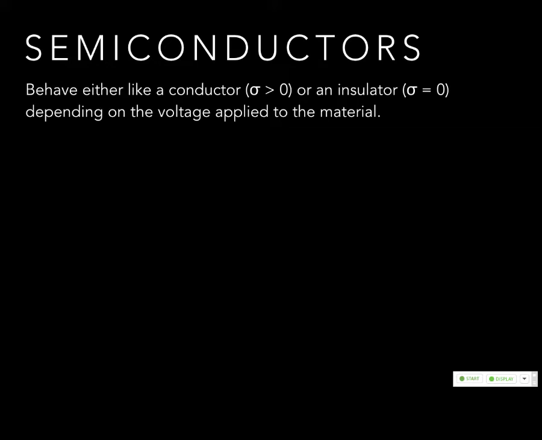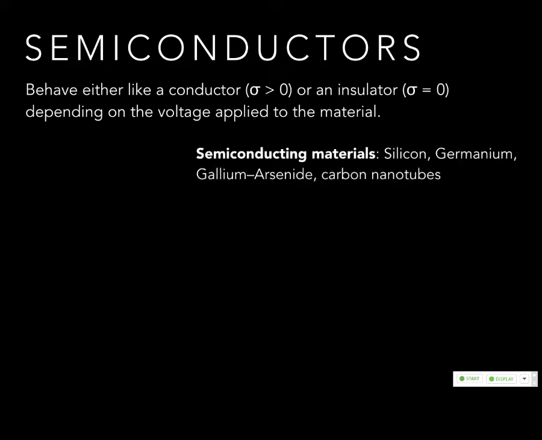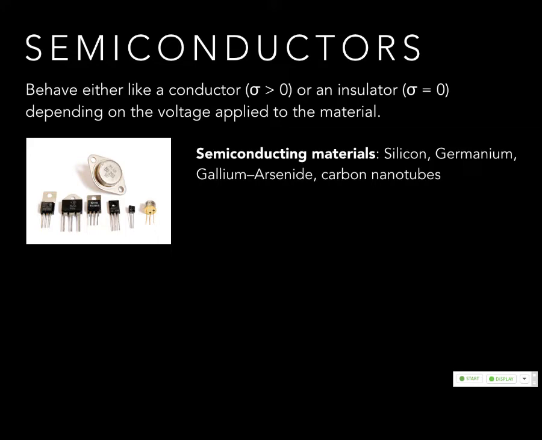So semiconductors have this interesting feature where they're sometimes conductors and sometimes they're not. They're kind of conductors, but then they're also kind of not, okay? That depends on the voltage applied to the material. So here are some fun semiconducting materials: silicon, germanium, gallium arsenide, and you can use carbon nanotubes. Remember I said those would be cool later, right? They have lower conductivity than copper and silver, but sometimes you can turn it on and off, which is crazy, okay?